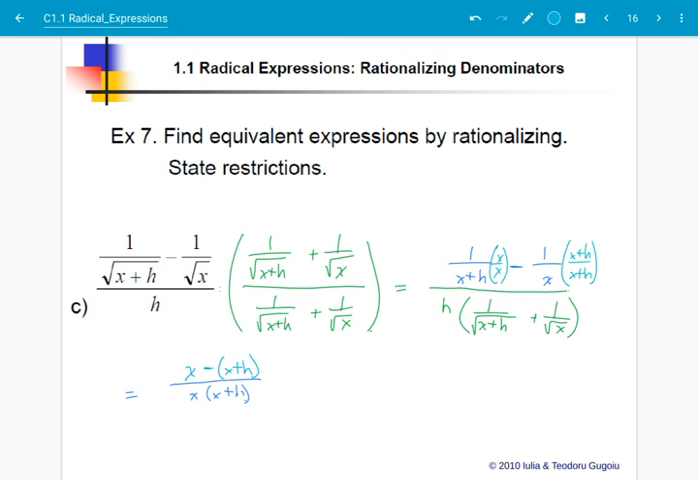And we're dividing by that denominator, right? So we multiply by the reciprocal. It's just a way to keep the denominator simplified.